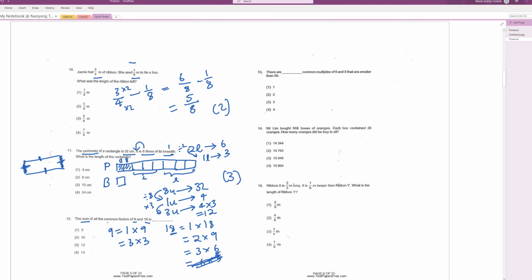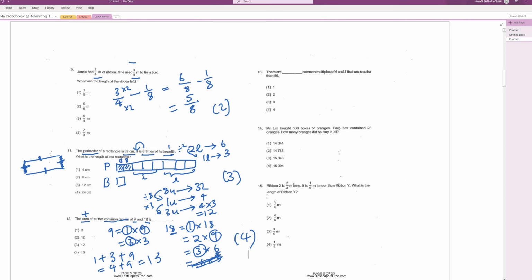Next, we have to find the common factors. So we have 1, 3, and 9. The question asks us to find the sum. Sum means we add all the common factors up. So we have 1 plus 3 plus 9. 1 plus 3 is equal to 4. 4 plus 9 is equal to 13. And the correct answer is option 4.